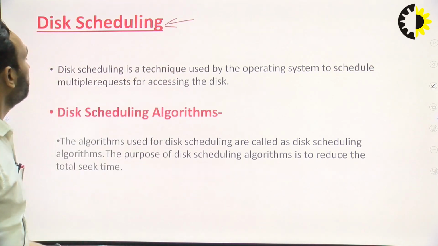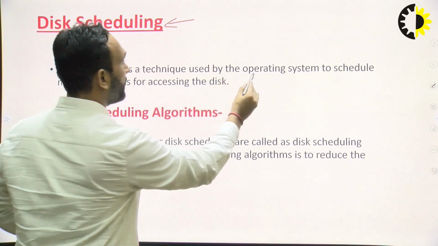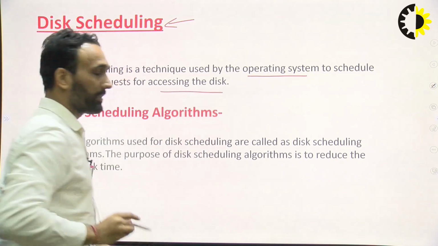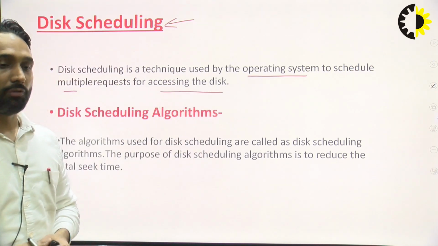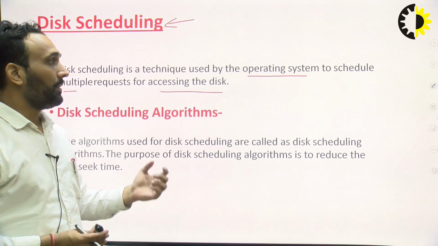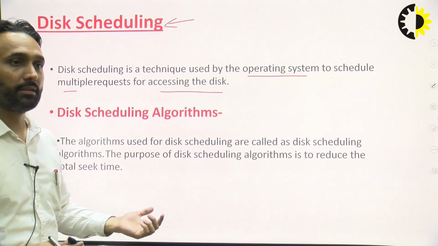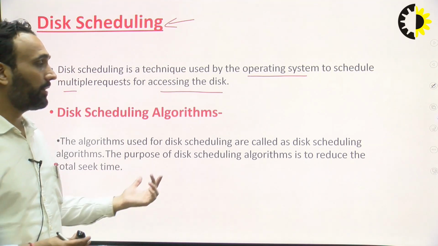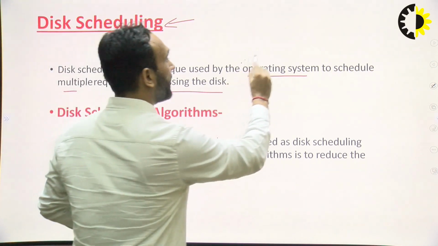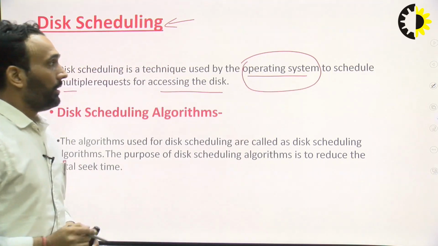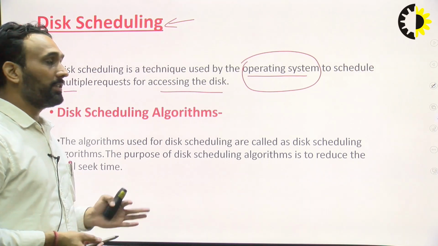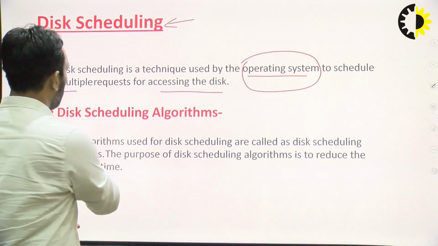What is disk scheduling? Disk scheduling is a technique used by the operating system to schedule multiple requests for accessing the disk. For example, at a time more than one user wants to read or write information from the magnetic disk. So how will it be managed? Who will access first and who will access second, and what data will be read and what will be written, it is all done with the help of the operating system. For doing these operations, a disk scheduling algorithm is required.